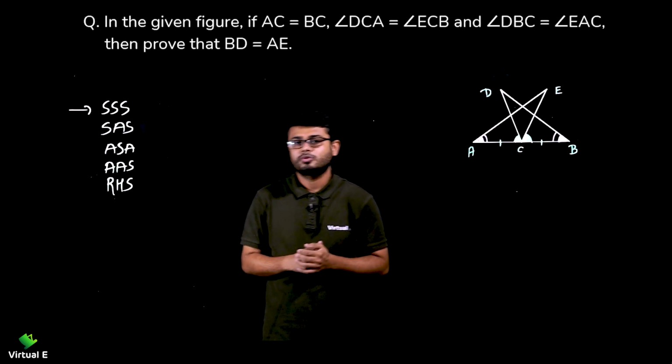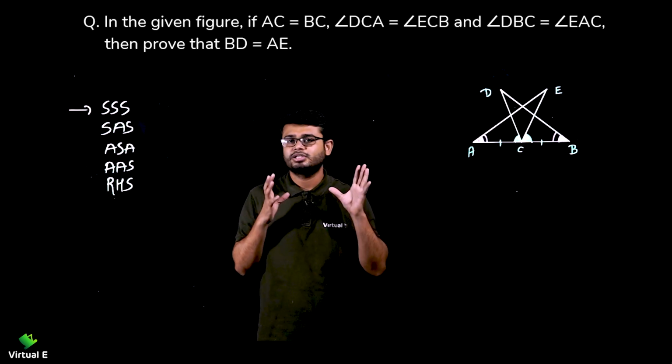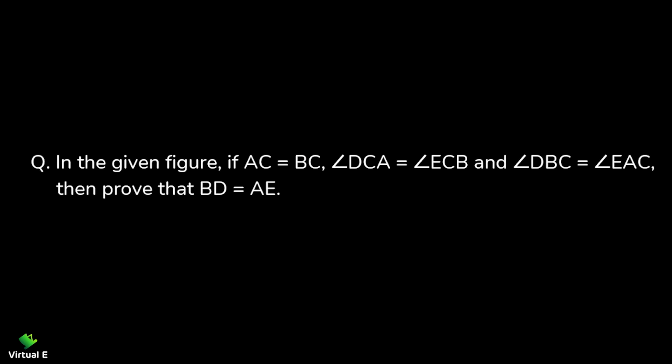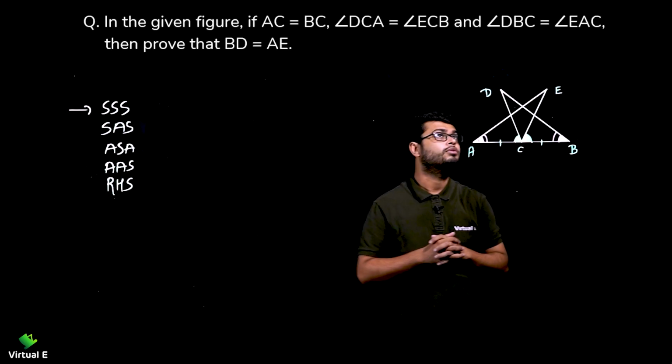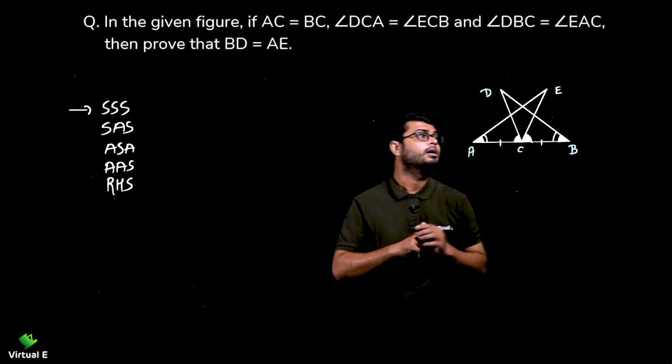So let's discuss one more question related to this given figure. We need to prove some result, or need to prove the triangles congruent. Let's start. In the given figure, if AC is equal to BC, and angles DCA and ECB are equal, and another two angles, DBC and EAC, are equal, then prove that BD is equal to AE. So we need to prove BD and AE are equal.